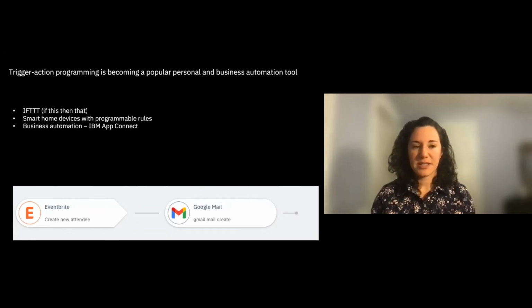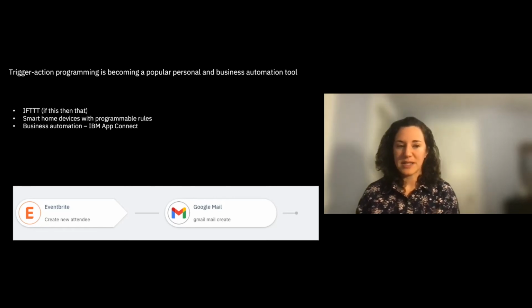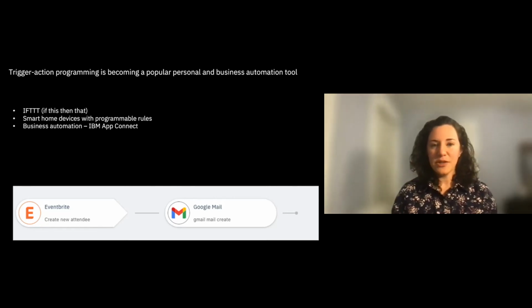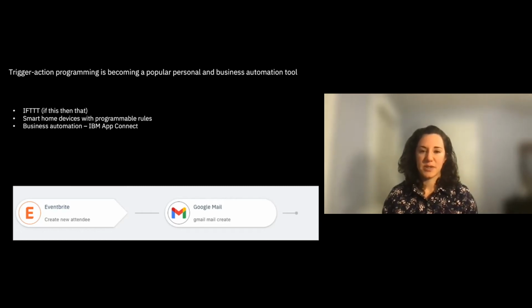So there are lots of systems that enable people to create these kinds of automations, either for personal uses like in smart home devices or in business automation. This is a growing area, to enable business automation with trigger action programming. In our context, that is IBM App Connect. And this is an example of one of these programs. What happens here is that there's an event, and when there's a new attendee, then a Gmail mail is created.